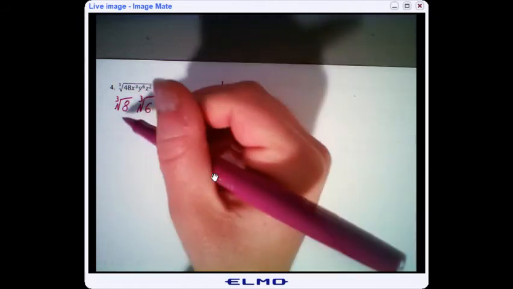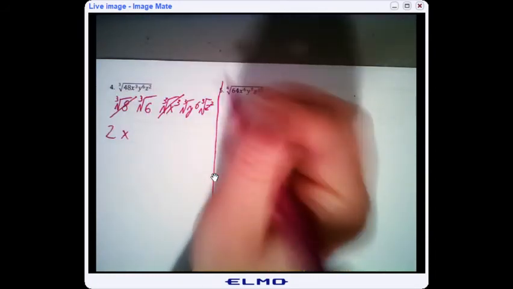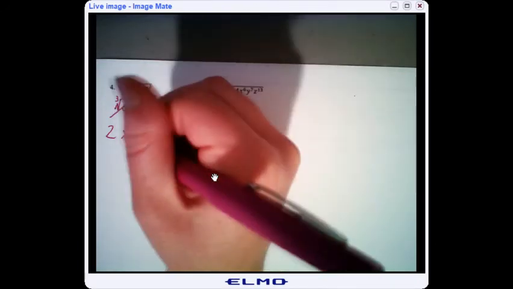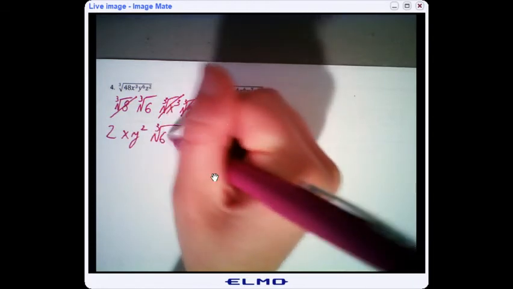Cube root of 8 is 2. Cube root of x cubed is x. 3 divided by 3 is 1. Cube root of y to the 6, 6 divided by 3 is 2. And then we can't do the other stuff, so we get the cube root of 6z squared.